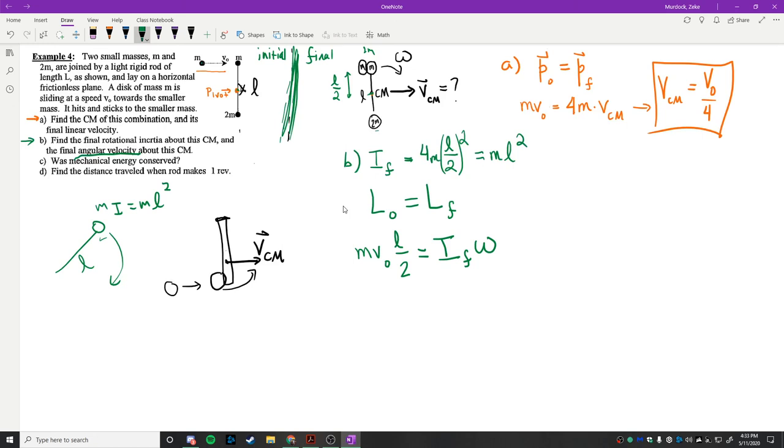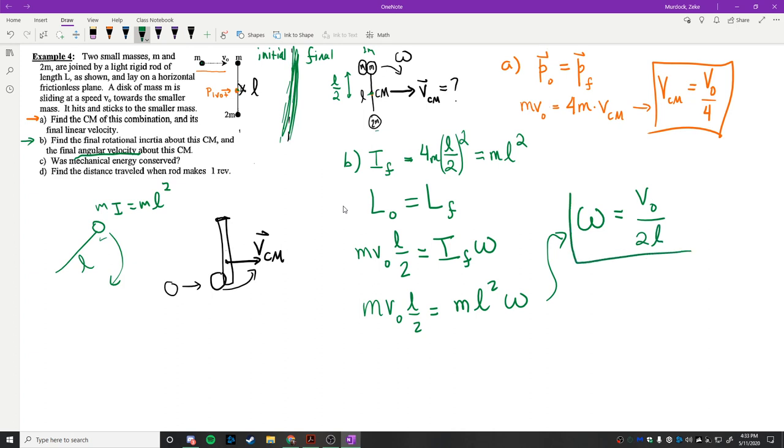So now we say I final was ml squared. We're solving for omega. So we end up getting omega is equal to, let's see what's left here. One of the L's cancels, both the M's cancel, and I think you get v naught over 2L. Just like that. Does that all make sense?